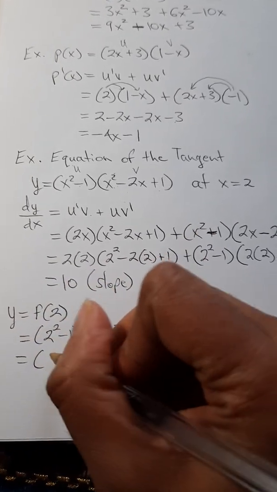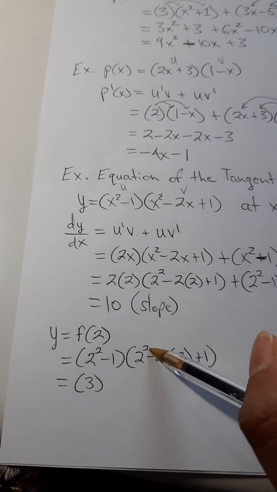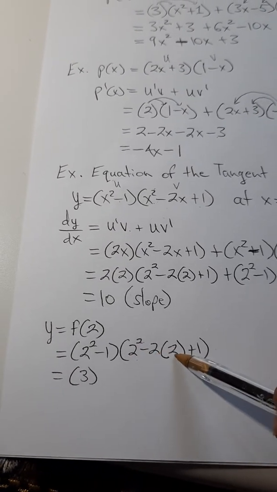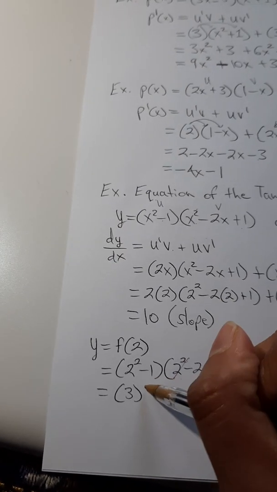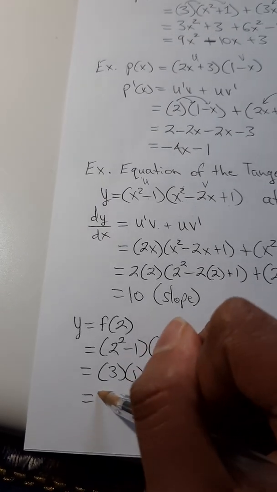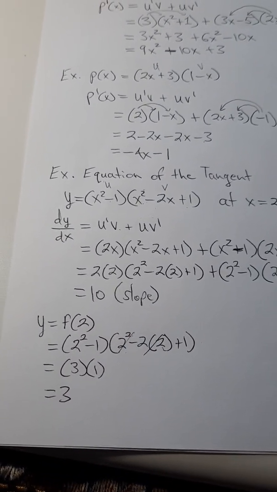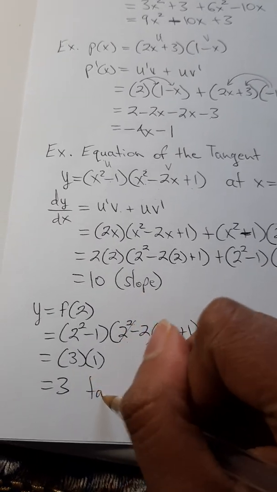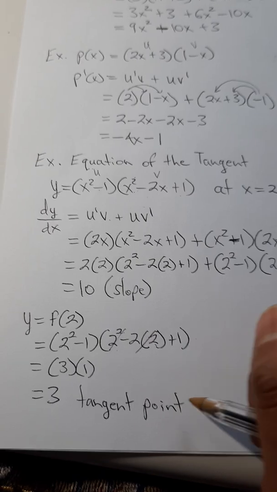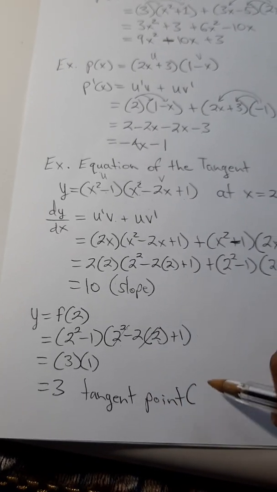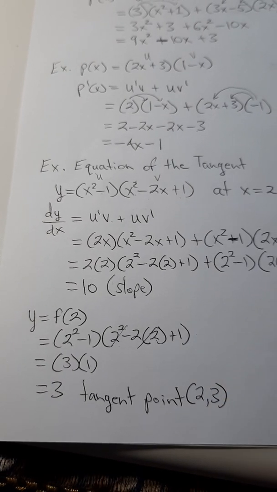This is 4 minus 1, which is 3. And this is 2 squared, which is 4, minus 2 times 2, which is 4. So you see that it cancels out and you're left with 1. So it's 3 times 1, which is equal to 3. Basically what you're using is the tangent point. Let's write that here. I have my tangent point because I have my x value, which is 2, and the y value is what we solved for right here, which is equal to 3.